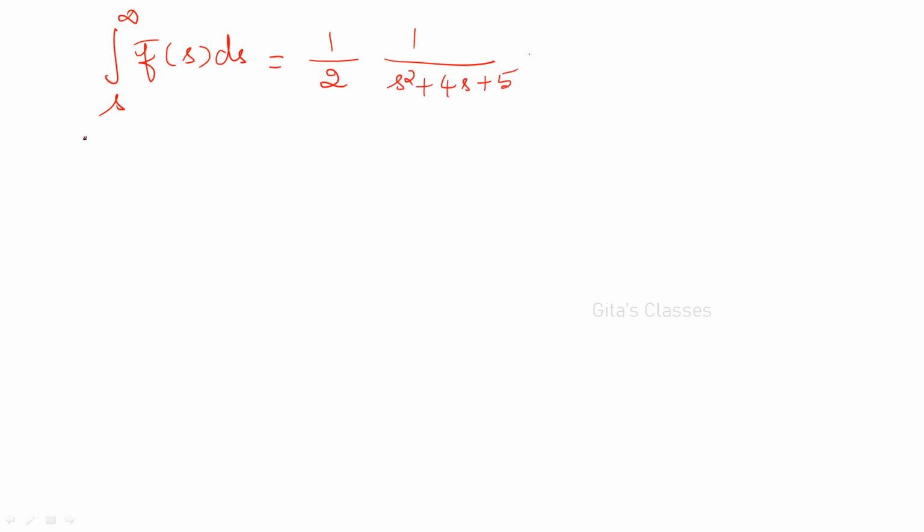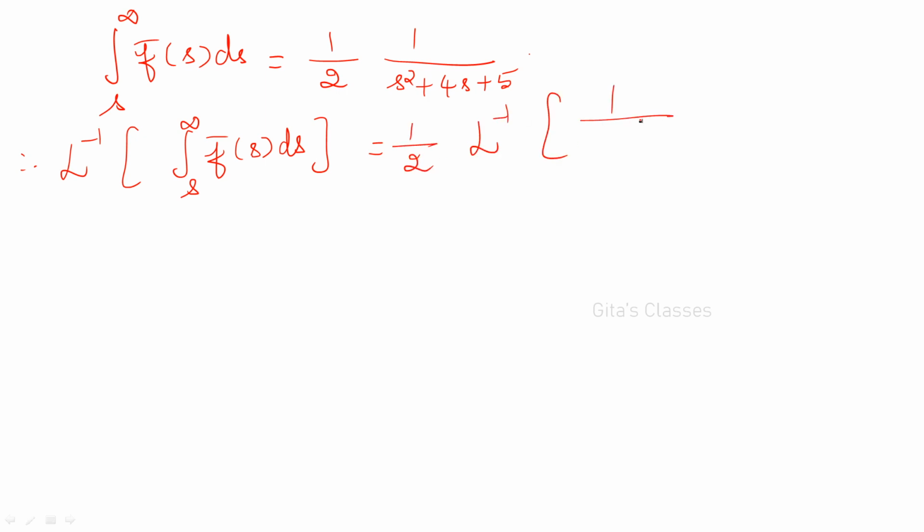So let us take inverse Laplace transform on both sides. So L inverse of integral s to infinity f bar of s ds is equal to 1 by 2 into L inverse of 1 by s squared plus 4s plus 5. Right? This is equal to 1 by 2 into. How will you do this? You have to bring it to the s plus a form.